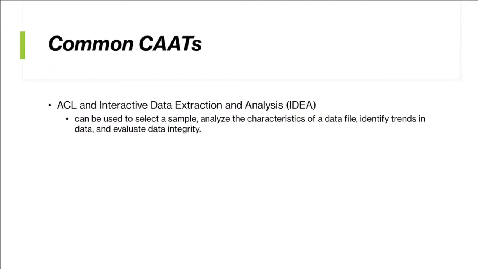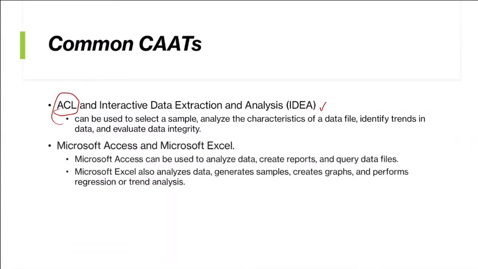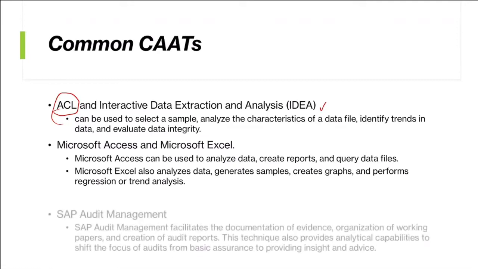So common CAATs include ACL and Interactive Data Extraction and Analysis or IDEA software. This can be used to select a sample, analyze the characteristics of a data file, identify trends in data, and evaluate data integrity. So we will be trying to use ACL in our class. And Access in Excel can be used to analyze data, create reports, and query data files, while Excel can also be used to analyze data, generate samples, create graphs, and perform regression or trend analysis.